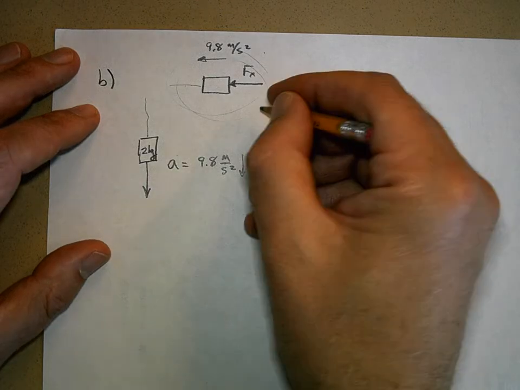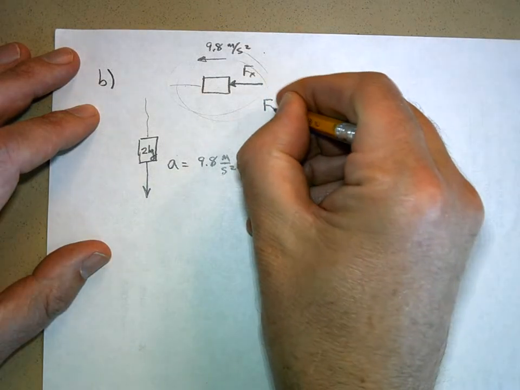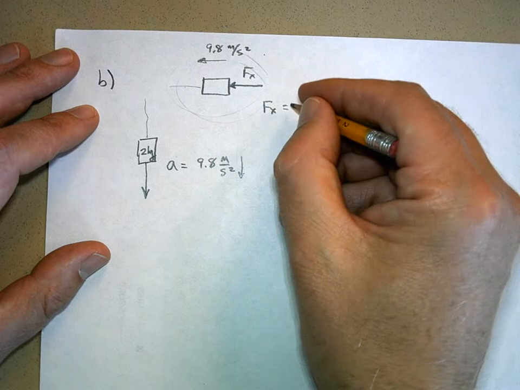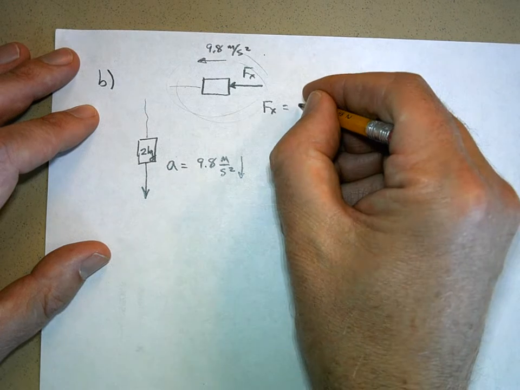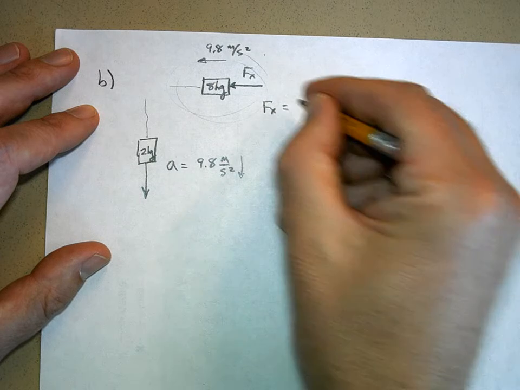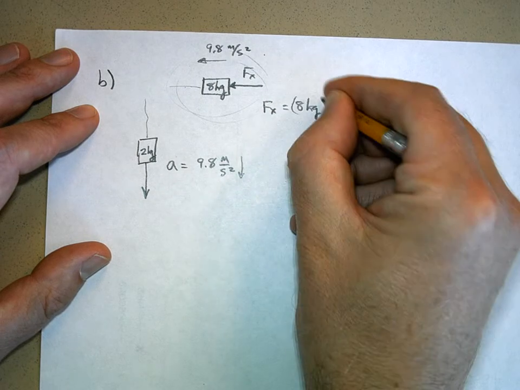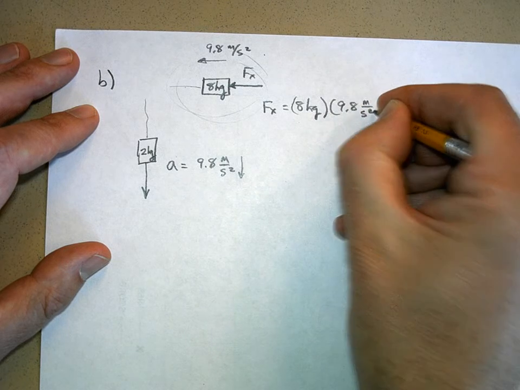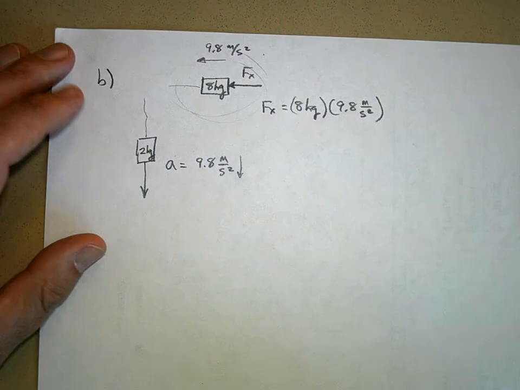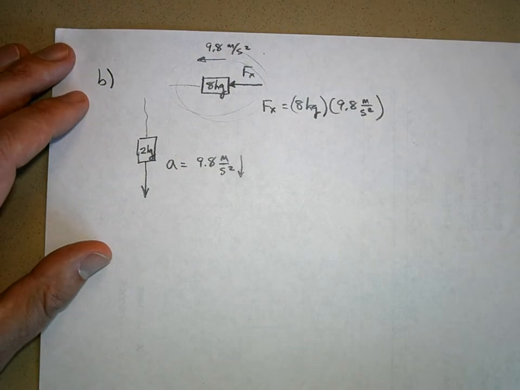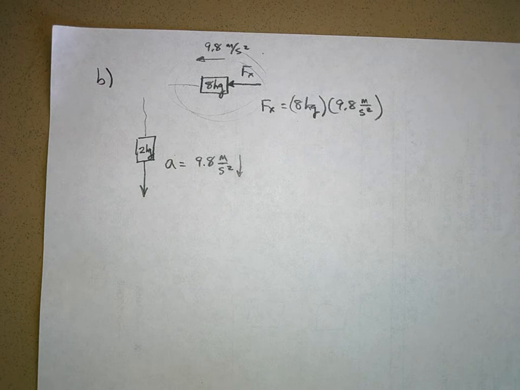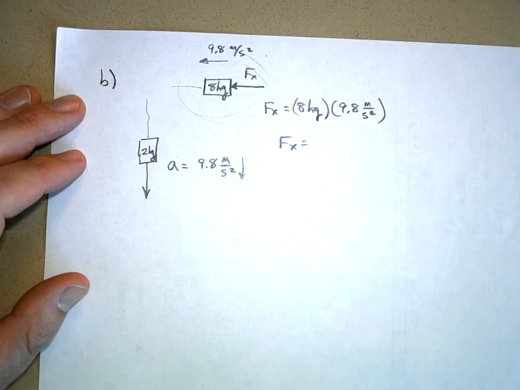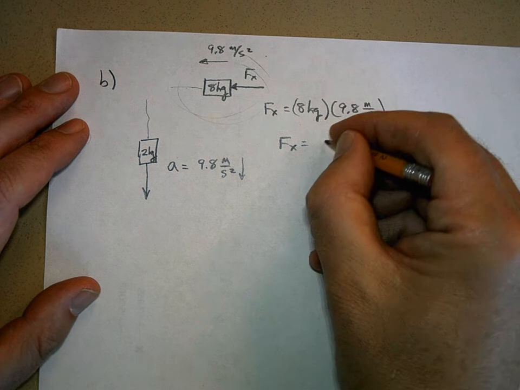So we can say that F sub x, and since it's the only force acting, it is the net force, will be equal to ma. So that's going to be 8 kilograms, because this is 8 kilograms, times 9.8 meters per second squared. It actually is accelerating, so I put the units for acceleration there. And when I multiply this out, I get 78.4.